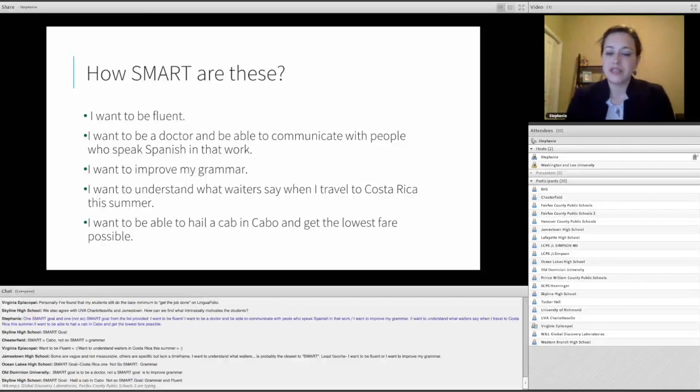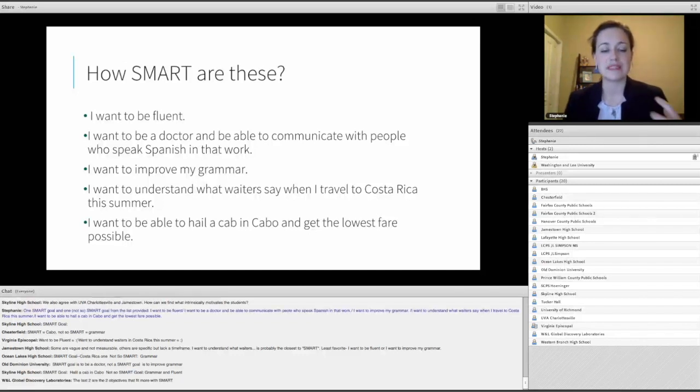What waiters say in Costa Rica, and be able to hail a cab and get the lowest fare possible, I think are really specific goals. If we're talking about a mastery goal, they're both very smart goals. They're good goals, and we see the I want to be a doctor and be able to communicate with people who speak Spanish in that work. That could be more specific, certainly, but we see some intrinsic motivation. We really see a mastery goal coming from a student.